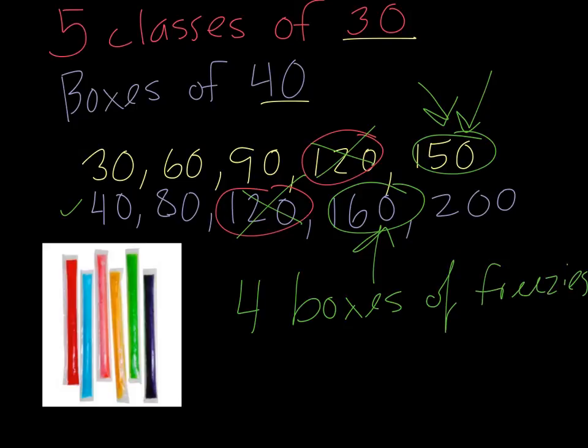And it's good that I figured that because I could have just bought 1 box of 40 per class. But I would have ended up with 5 boxes of freezies, 200. So I would have paid for a whole 50 more than I actually would have sold. And that would have meant that I had 50 more freezies than I needed. Not enough to get everybody another one, but too many to just throw out. It would have been a real waste. So there's a real life example where using my multiples can help me solve a real problem.